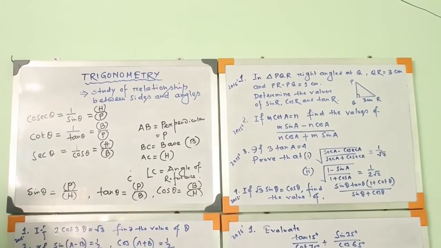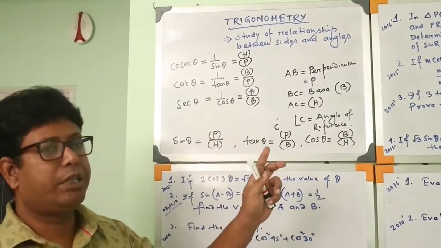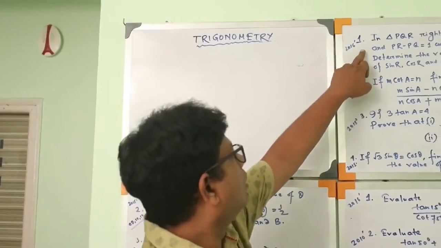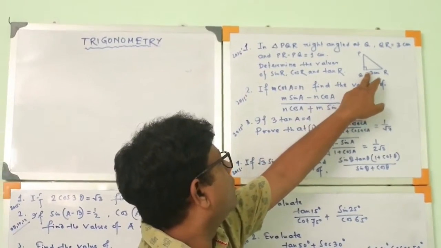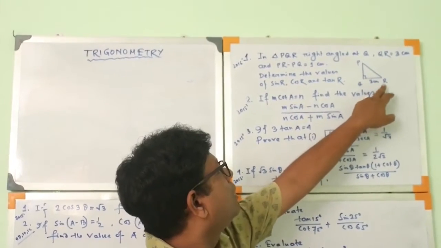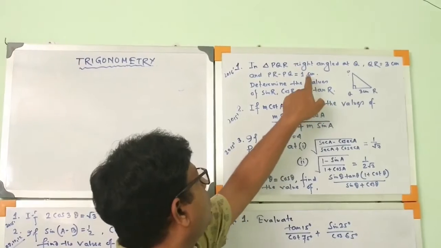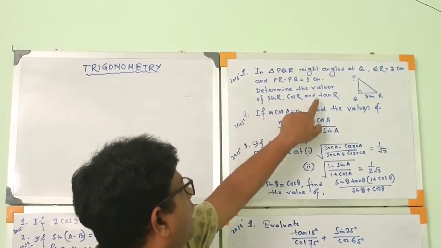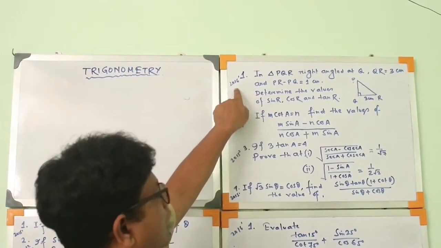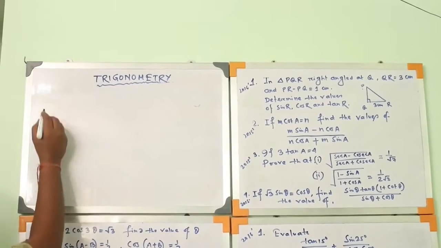Now I will solve different CBSE questions for the syllabus of trigonometric ratios. Question number 1. In the right triangle PQR, the right angle is at Q. QR is given as 3 cm. PR minus PQ is 1 cm. Determine the values of sin R, cos R and tan R. CBSE 2016. Now I want to solve this one.